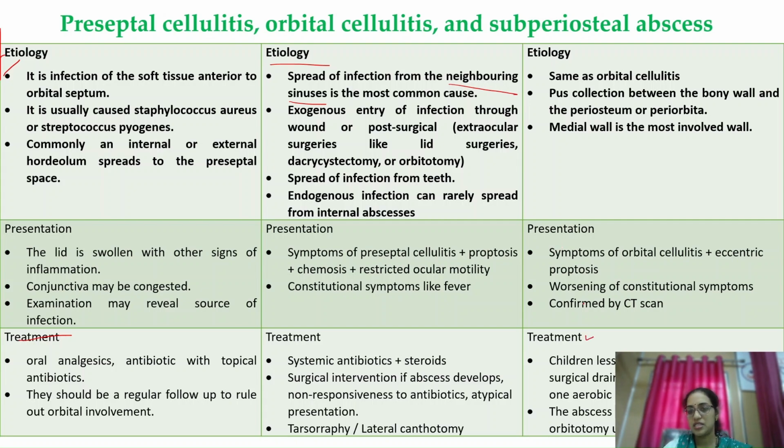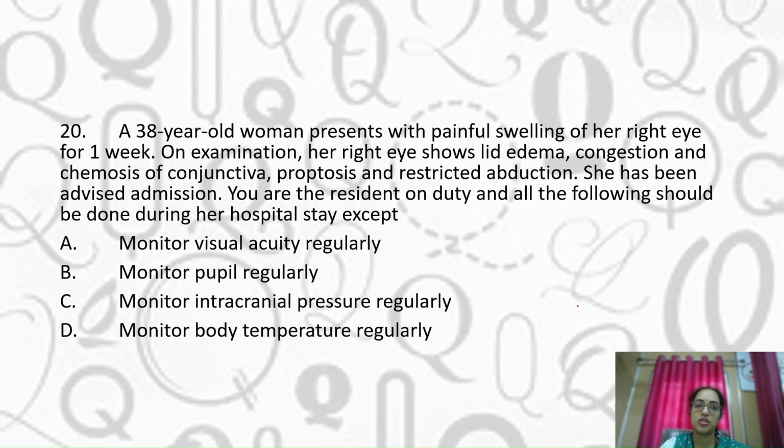Okay, many studies have shown that children less than 9 years do not actually require a surgical drainage as the cause is usually anaerobic organisms and they are treated with antibiotics. So, the abscess is usually drained through an orbitotomy under the cover of antibiotics. So let's take a question at this point.